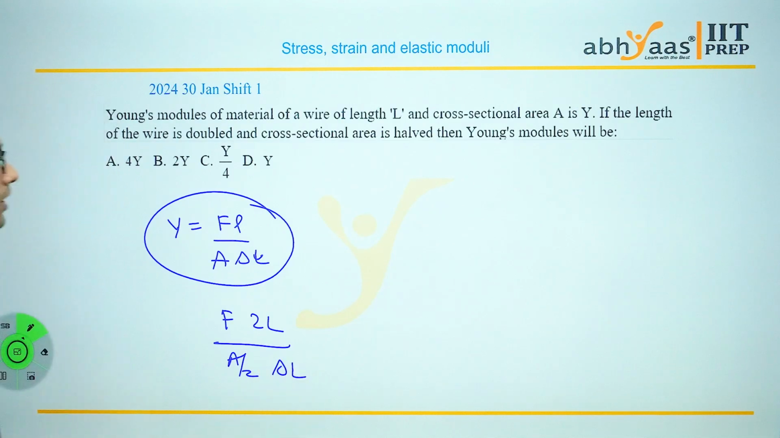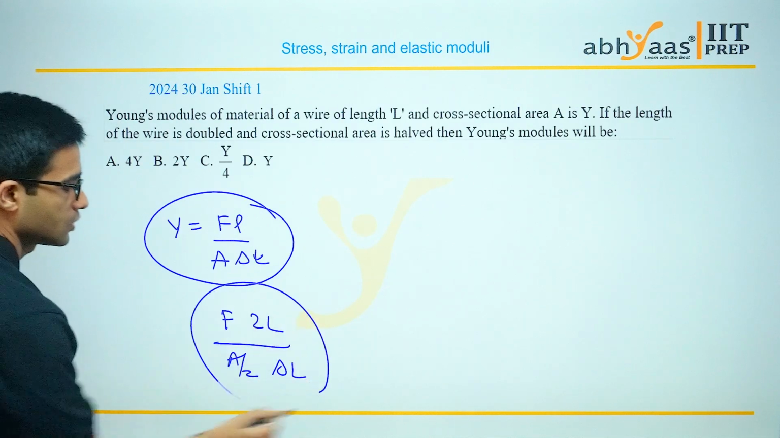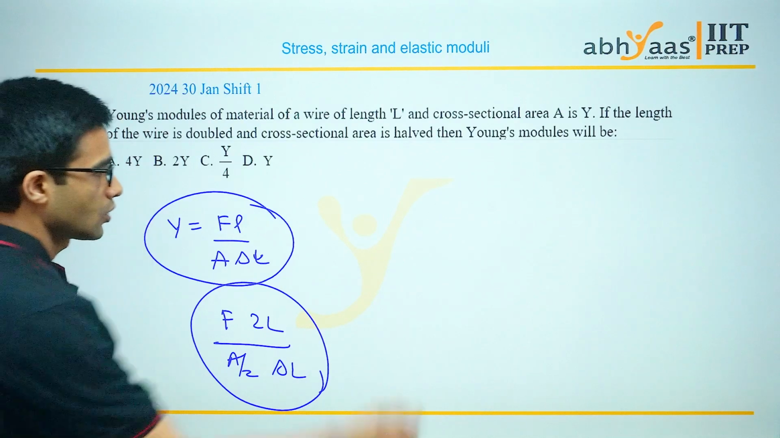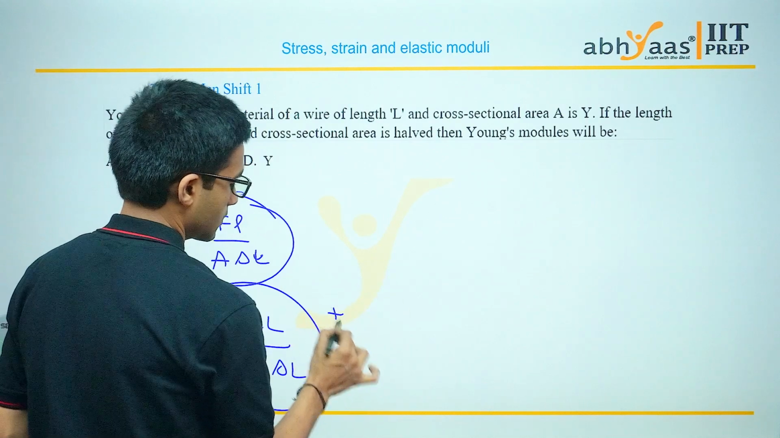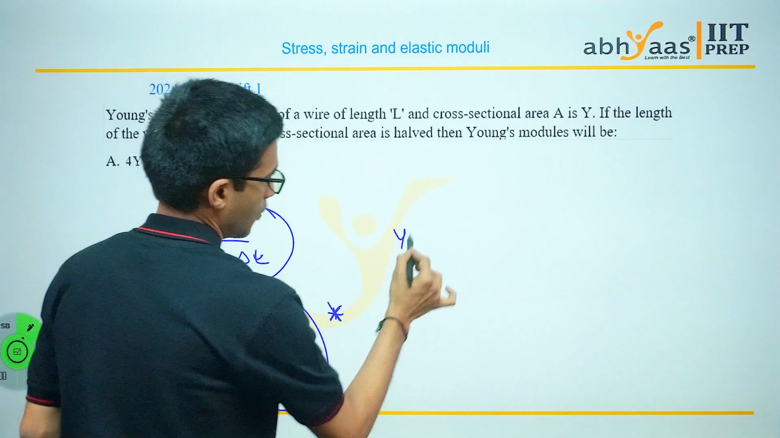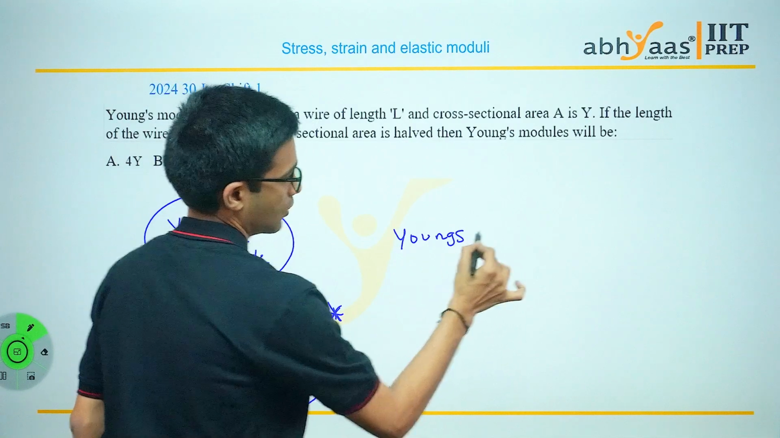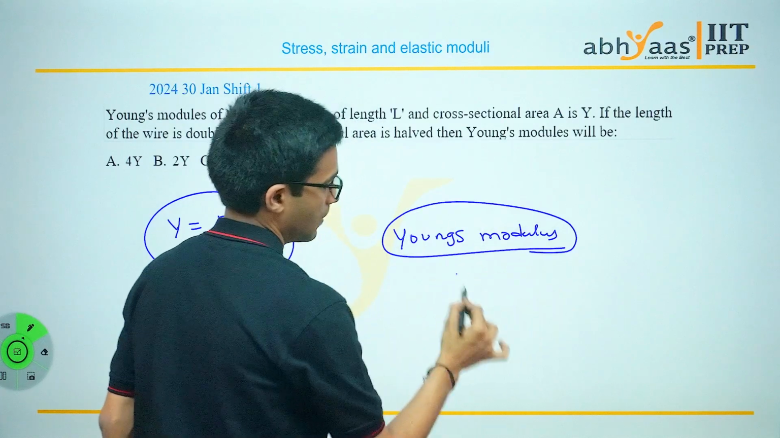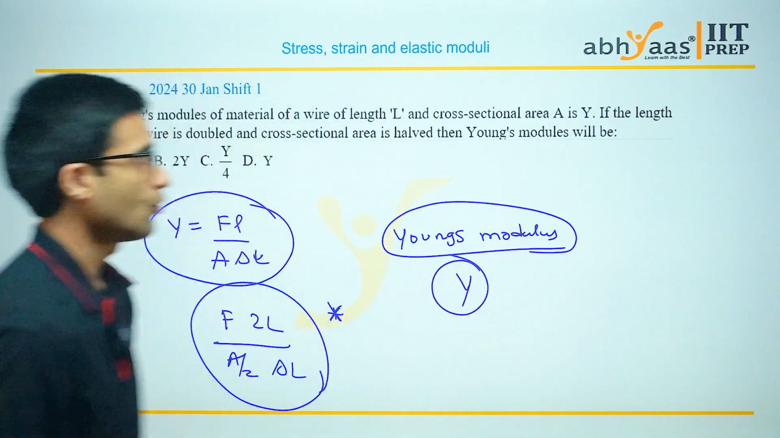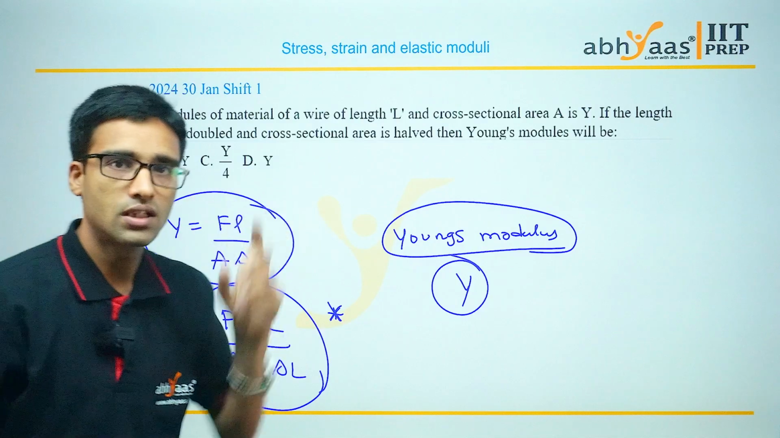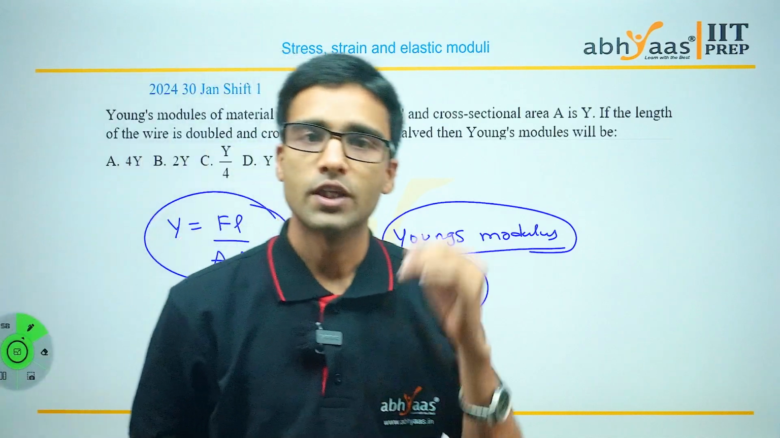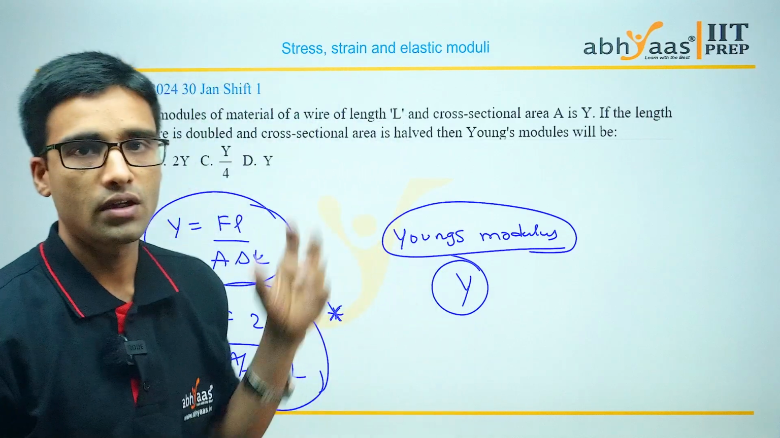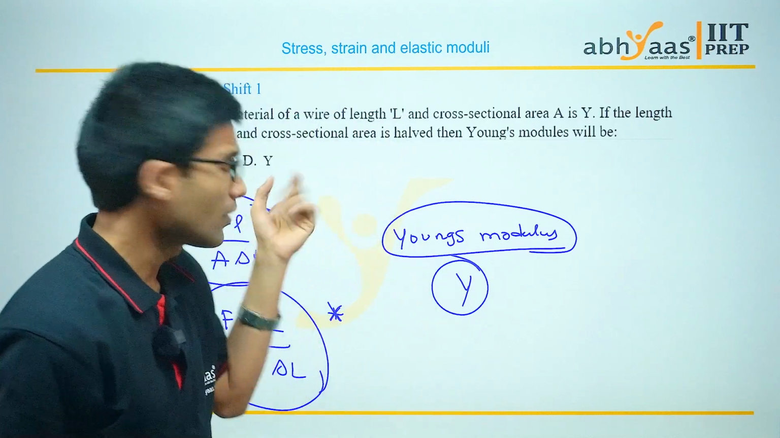But what happened? Whatever changes you have made in this material, it does not affect the Young's modulus. Young's modulus depends on the material, so it will be y only. It won't change. We are not changing the material, we are changing different things, but ultimately the Young's modulus of the material will be the same. You will get y only. This is a theoretical one. Don't get confused with the values of the things.